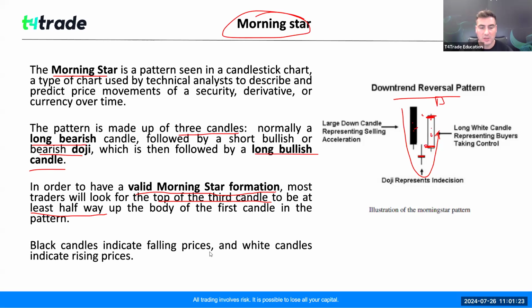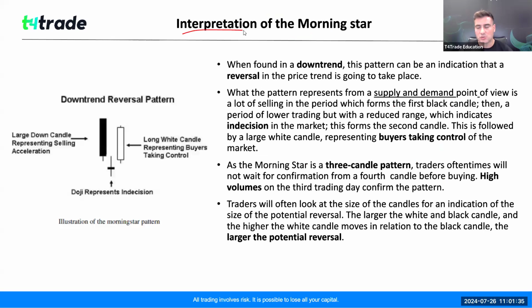So black candles indicate falling prices and white candles indicate rising prices. Black candles are the red ones, the bearish ones. White candles are the green ones or the bullish ones, okay? Simple. So interpretation, just to go through the whole thing once again, and then we're going to finish.